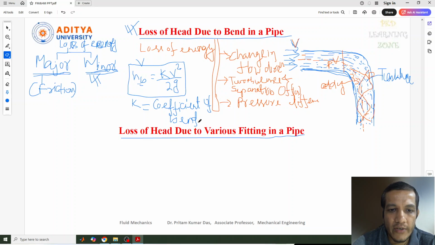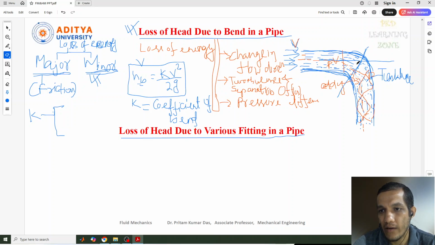Now this coefficient of bend K actually depends on many factors. We can see the K, the coefficient of bend, this is the bending part here. Due to this bend, the K value will depend on many factors. So K will depend on, I can write a few points here. That means, what is the angle of bend? What is the angle of bend?